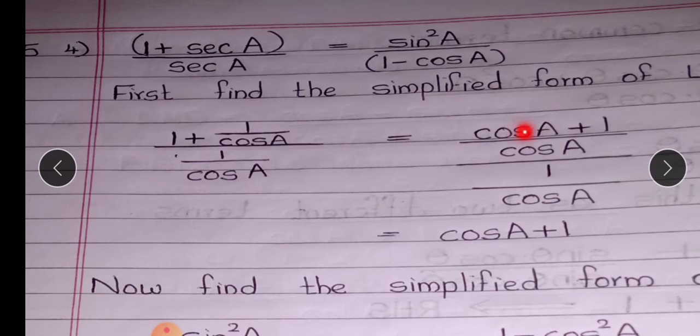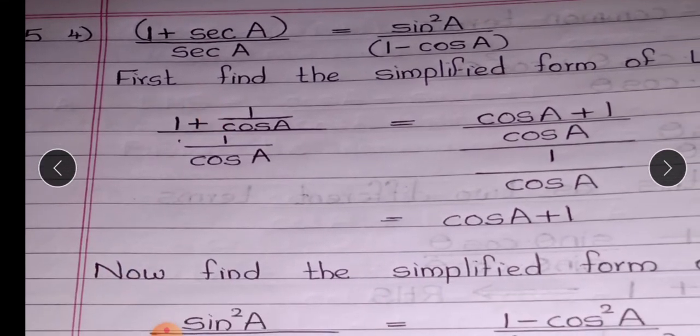Cos A here in the denominator and in this also it is in the denominator. So we can cancel it. Cos A and cos A. So what is remaining? Cos A plus 1 is remaining. So the simplified form of 1 plus 1 by cos A by 1 by cos A is cos A plus 1. Now we will see the simplified form of RHS.